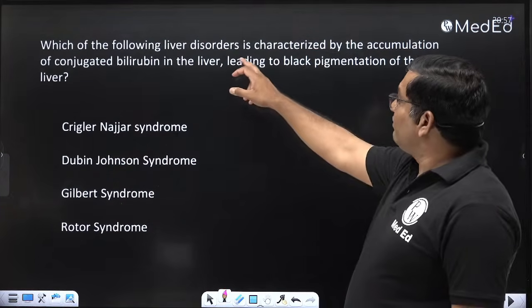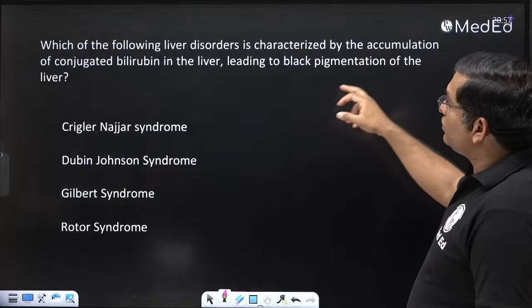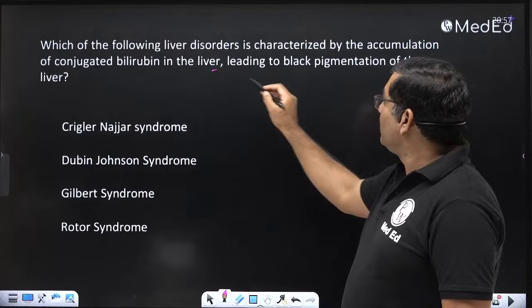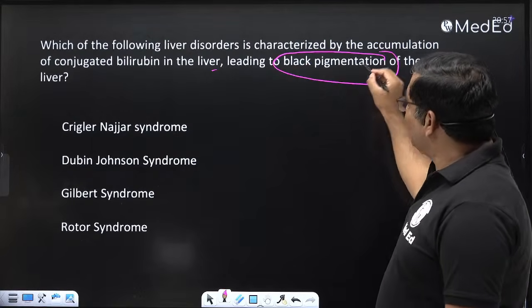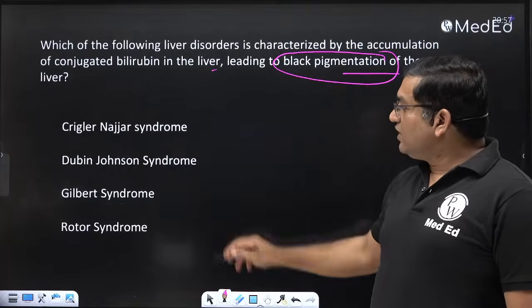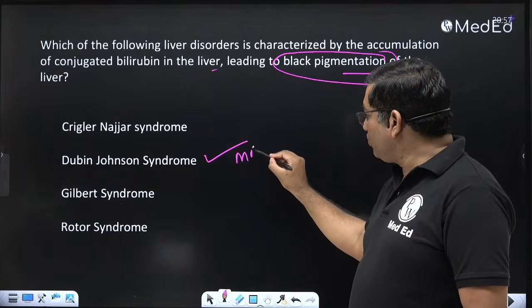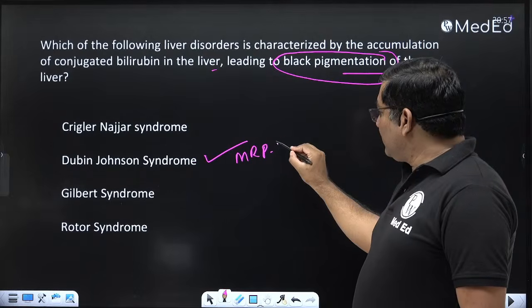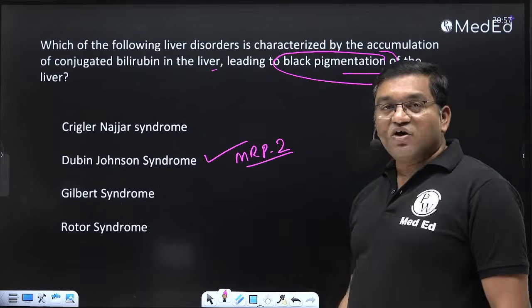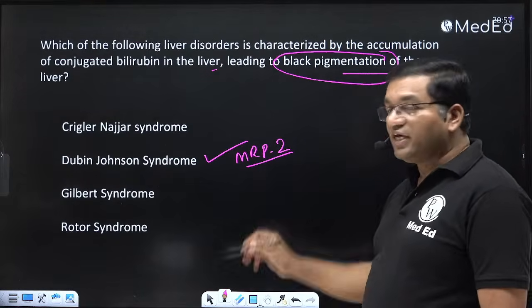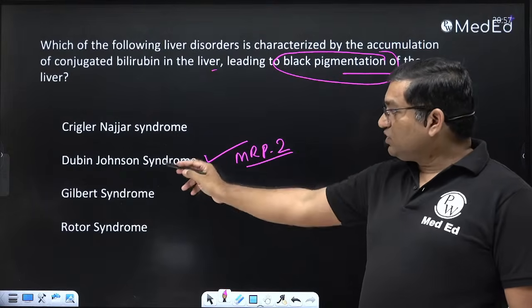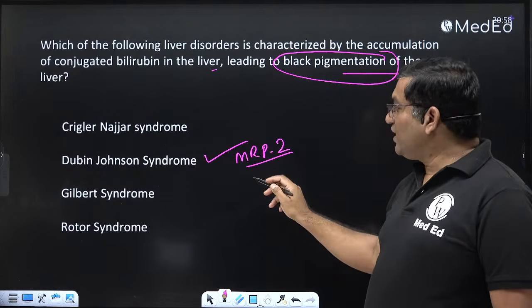Which of the following liver disorders is characterized by accumulation of conjugated bilirubin in the liver leading to black pigmentation? Black liver jaundice, black pigmentation. It is Dubin-Johnson syndrome. It is because of mutation in the MRP2 protein, the multispecific organic anion transporter, also called the ABCC2 protein, which is required for active transport of bilirubin into bile canaliculi.